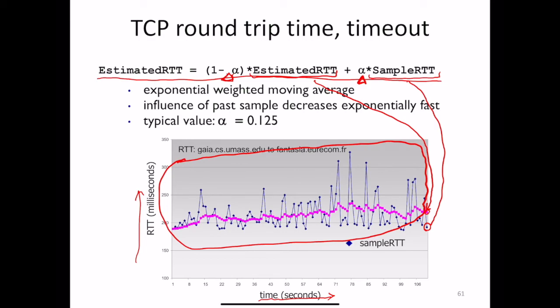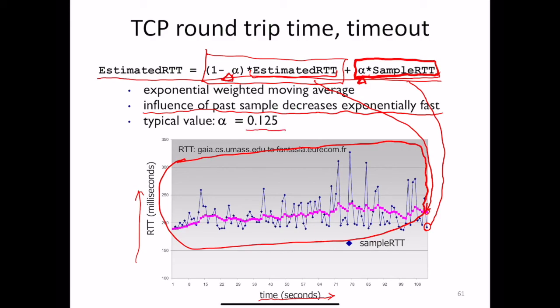Therefore, we call this equation the exponential weighted moving average. The influence of past samples decreases exponentially fast, which is represented by this term. Because we want to give higher weight to the recent sample RTT. Typically, the value of alpha is 0.125.